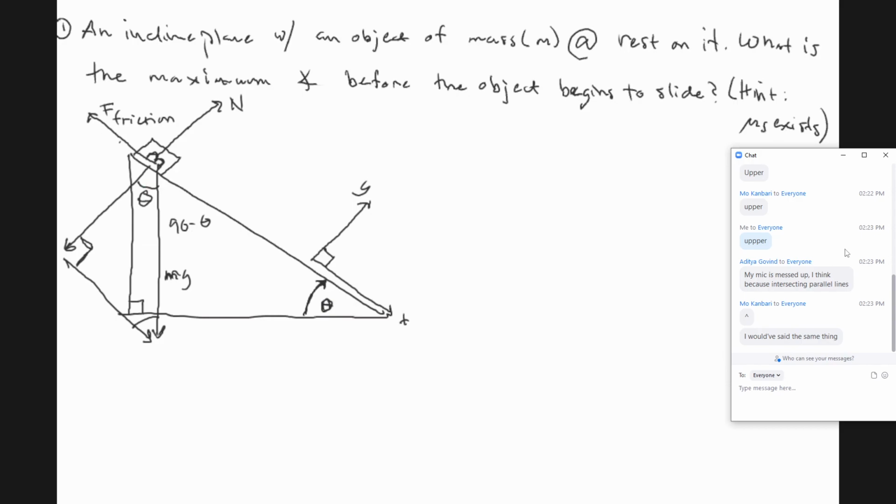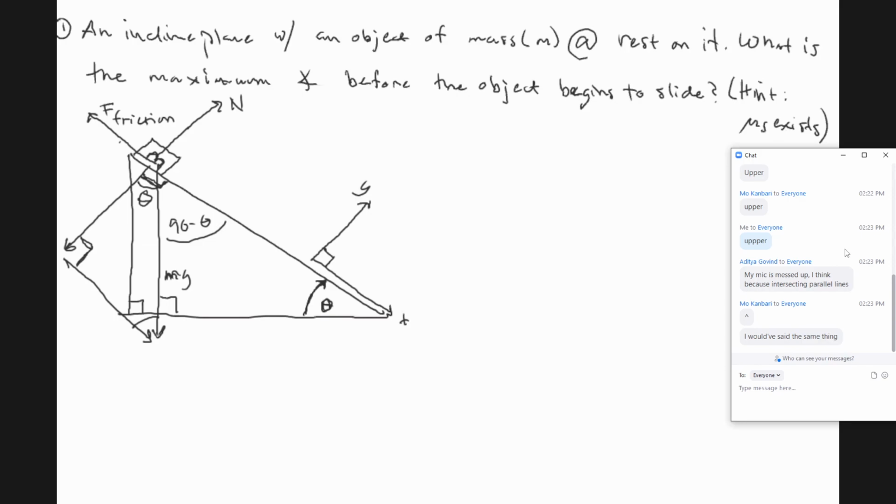So, basic geometry. What Tiffany said, right? Remember that the sum of the angles in a right triangle, or any triangle, add up to 180. We know that this is 90 degrees, this is theta, and this is 90 minus theta. And we know that this is also a right angle right here. So that means this has to be theta.